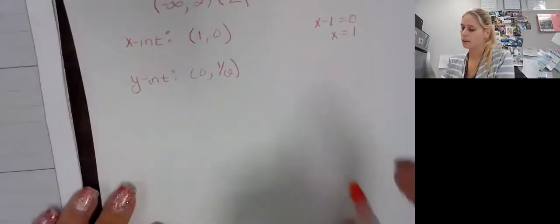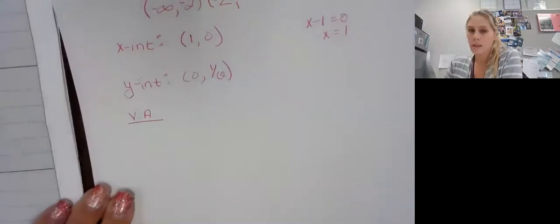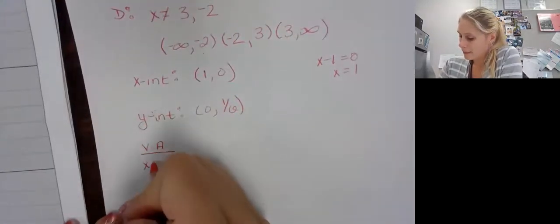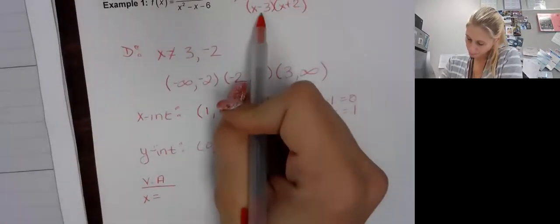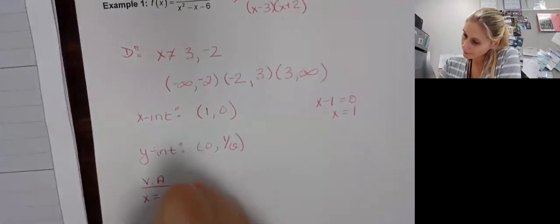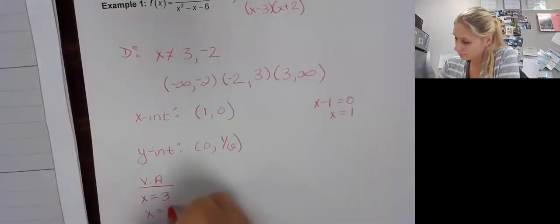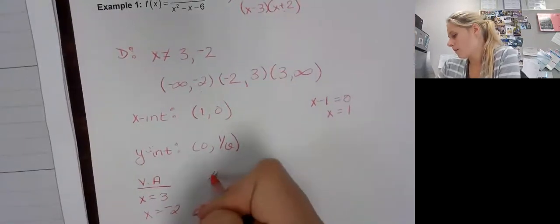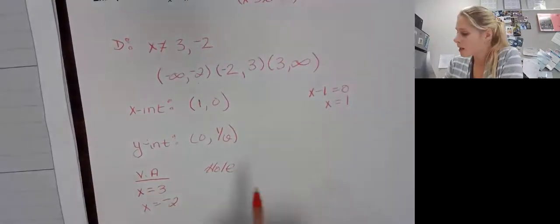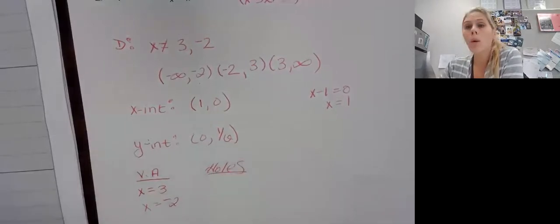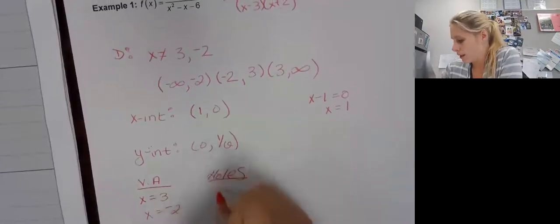Now, let's look at vertical asymptotes. Remember, vertical asymptotes are what can't happen in the denominator. Well, what can't happen in there? It can't equal 3, and it can't equal -2. Remember, those are lines, so we have to put x equals. Holes. Holes are what we crossed out. Did we cross out anything after we factored? No, we did not, so there's none.